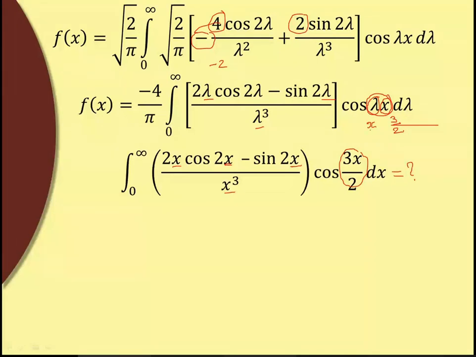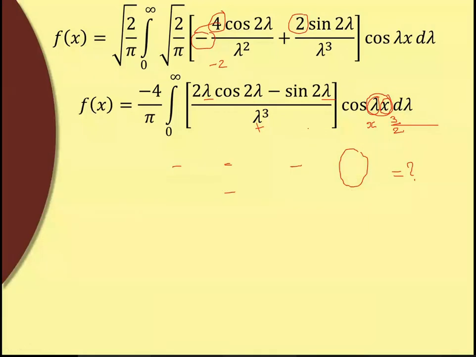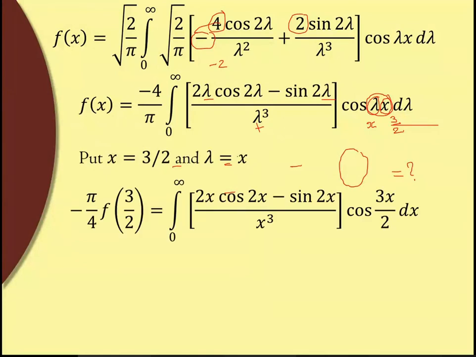What is the proper substitution? Put x is equal to 3 by 2. Then this becomes cos of 3 lambda by 2, and then replace lambda by x. So substitution is put x equal to 3 by 2 and lambda equal to x. So it will give us, you can take this minus 4 by 5 to the other side, it becomes minus 5 by 4. F of x at 3 by 2 equals the integration of 2x cos 2x minus sine 2x divided by x cube, cos of 3 by 2 into x.